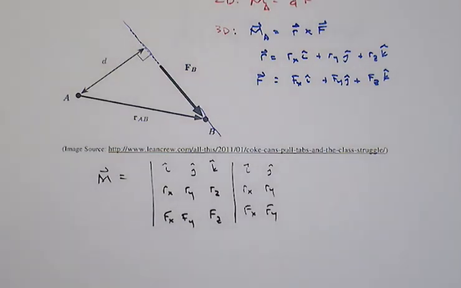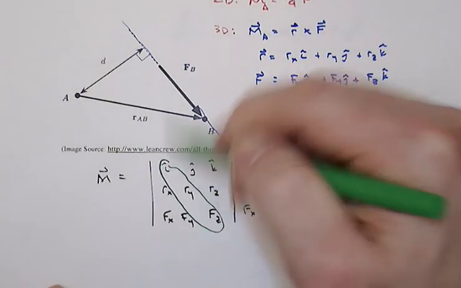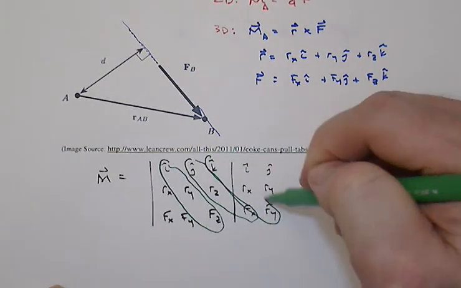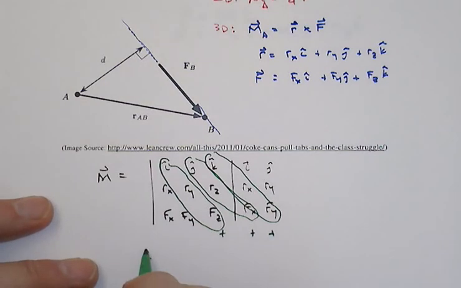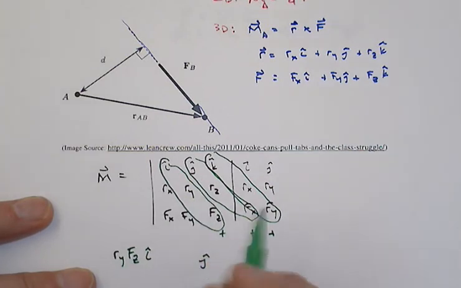And then when we want to calculate the determinant, all we have to do is multiply along these diagonals. There's three of them. These are the plus diagonals. And note that when we do that, we'll get i, and then the scalar in front of that will be ry and fz. And then we get a j term, and there's our rzfx, and then our k term will be rx and fy.